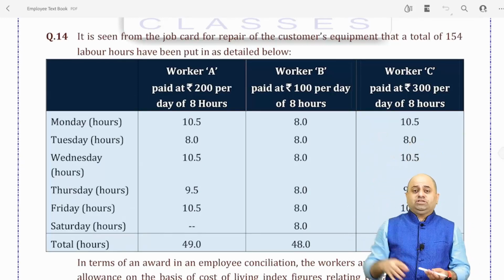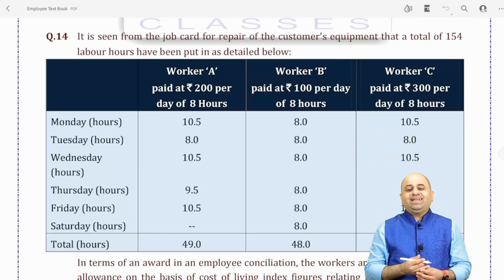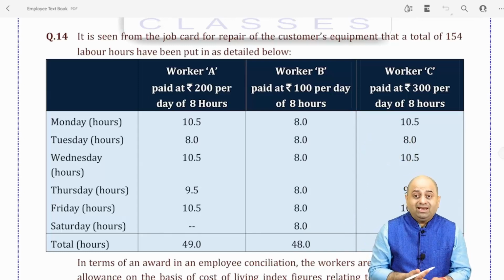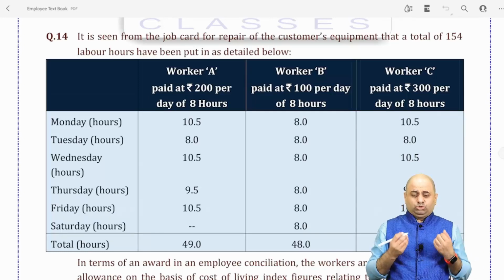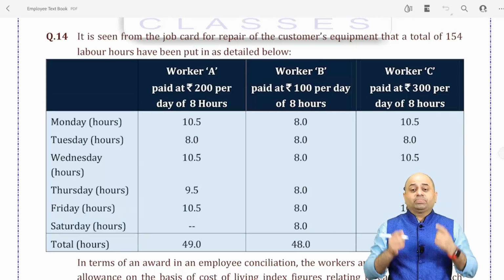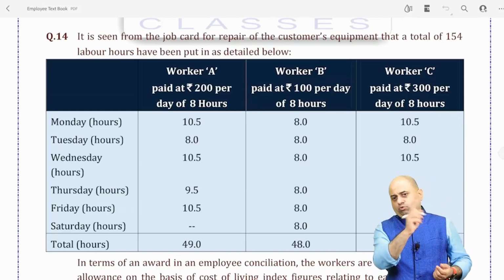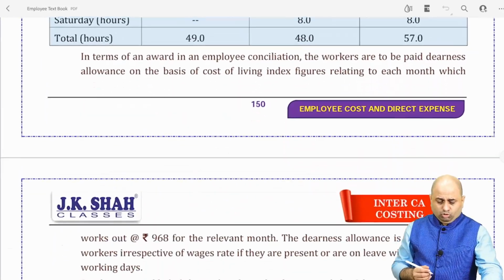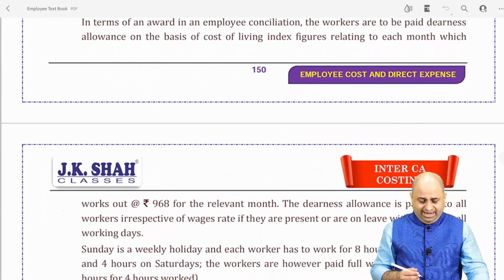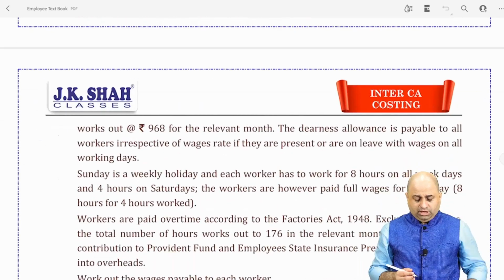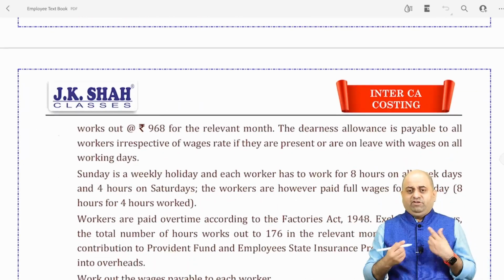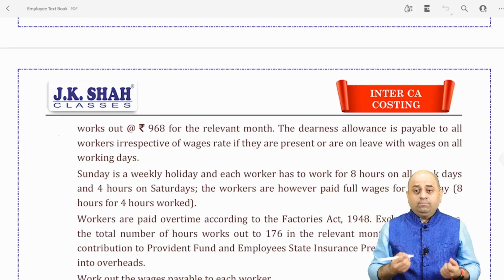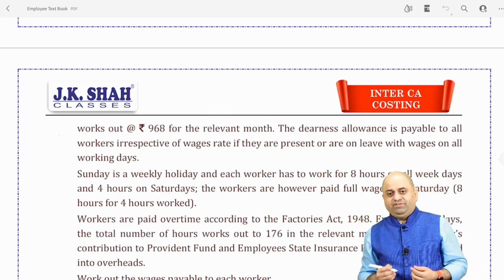The first part that you see, worker A, worker B, worker C, from there you will get your regular normal daily wage or wage rate per hour. Should I use very specific words? And naturally for overtime you will have to double that. Your total DA is 968, which is therefore total 176 hours in a month. We divide, we find out DA per hour, and naturally for overtime we double it.